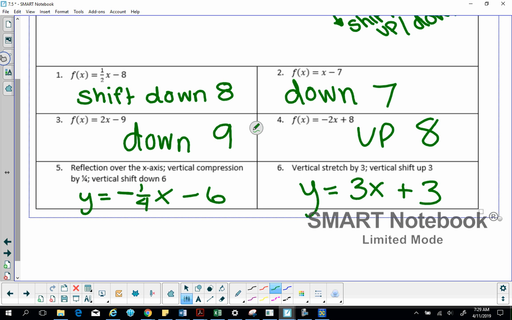Any questions about linear? Linear, you're just dealing with up and down. The slope is a shift, but nothing you really have to worry about. All right, cool. Next one.